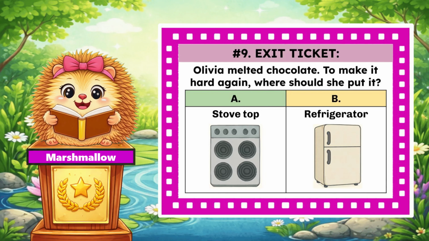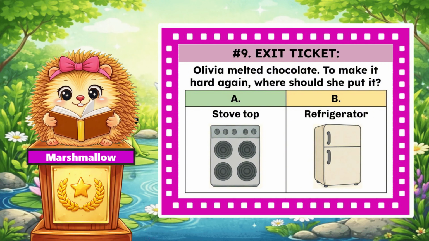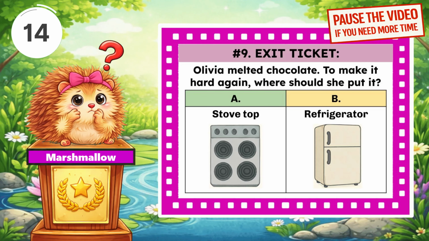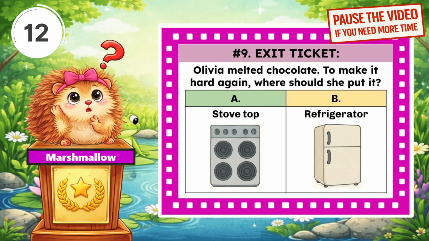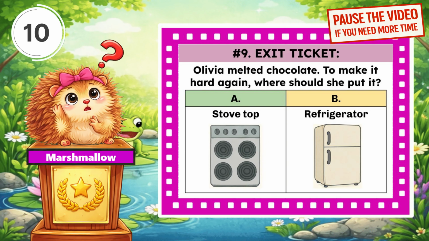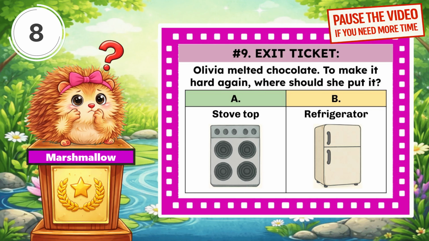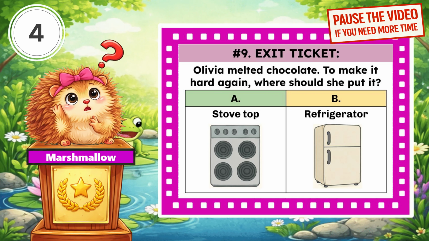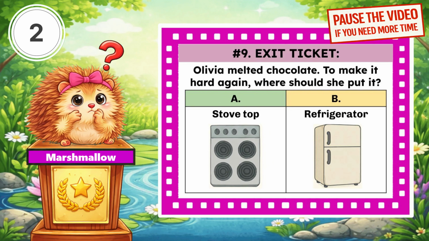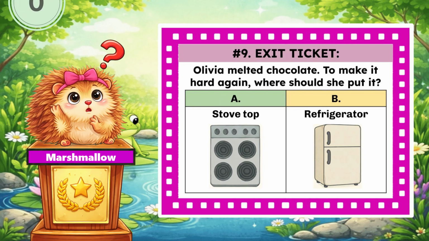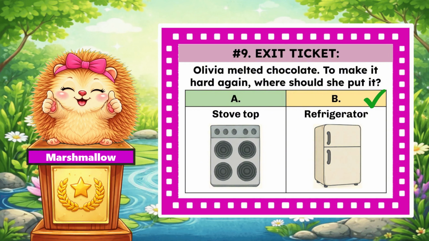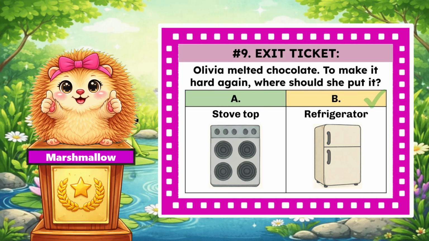Olivia melted chocolate. To make it hard again, where should she put it? And the correct answer is letter B, refrigerator.